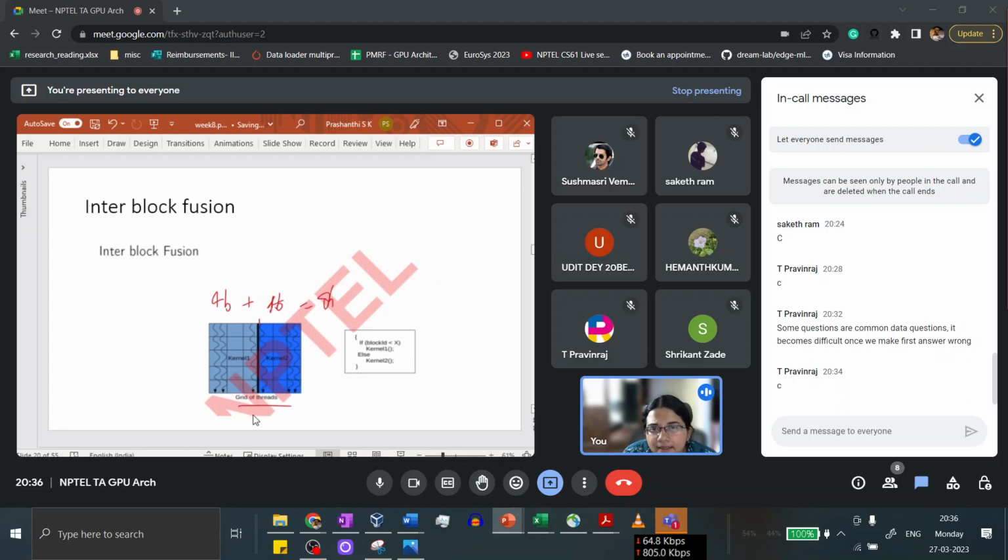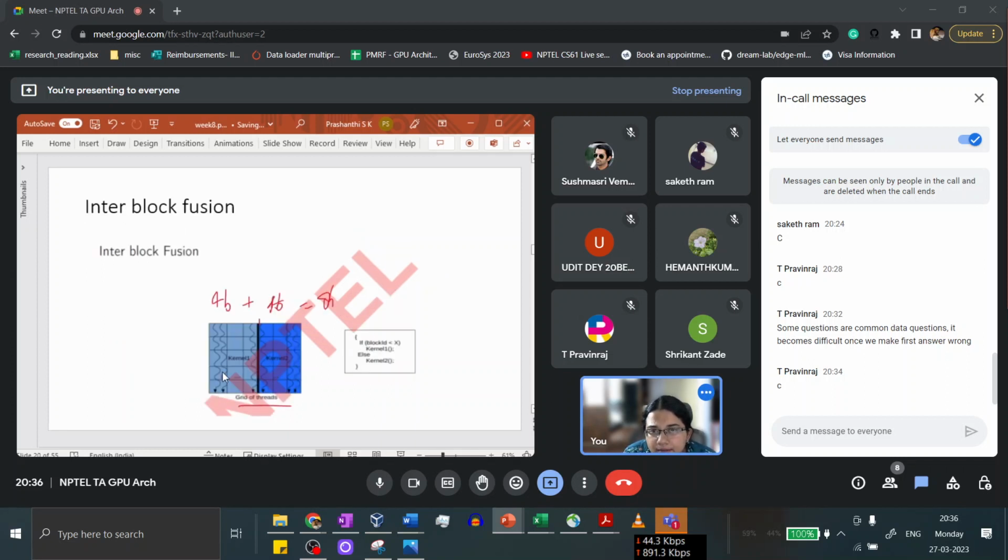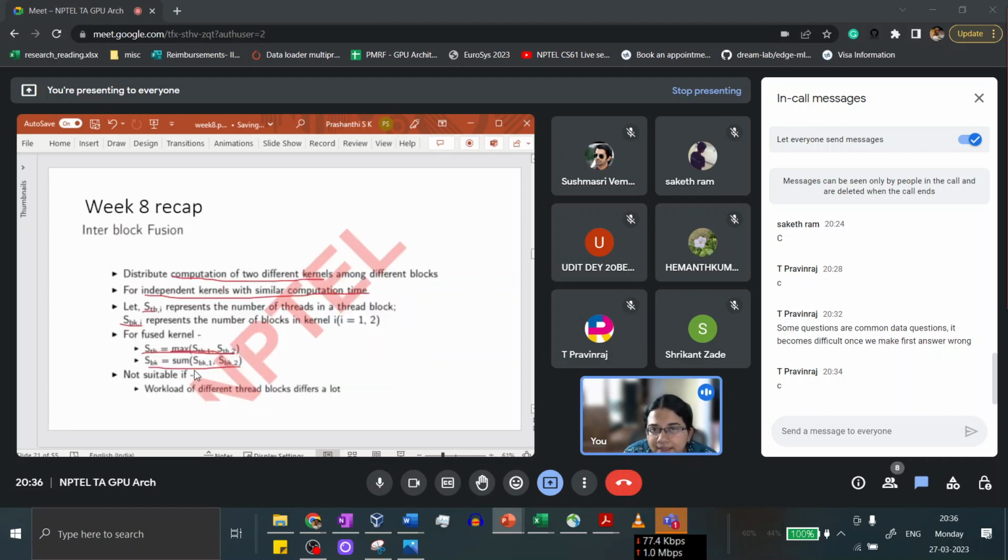So again, think about this now. Do you need to change the number of threads? Do you need to sum it up? No, you don't need to. So it will remain at max of thread 1 comma thread 2. Whereas the blocks, now remember that some of the blocks are doing only the work of kernel 1 and some of them are doing only the work of kernel 2. So then you need to increase the number of blocks to account for that.